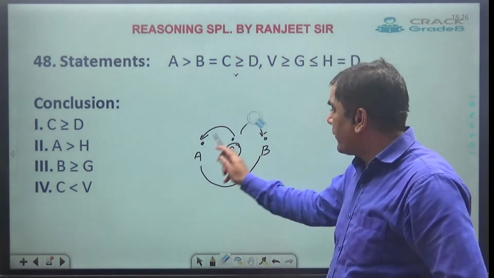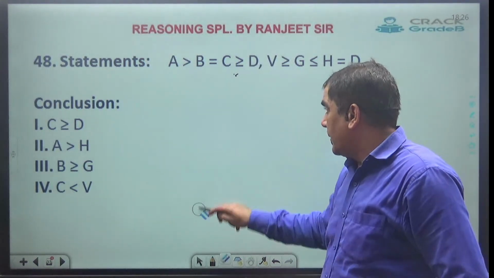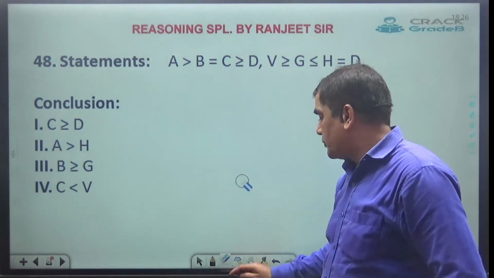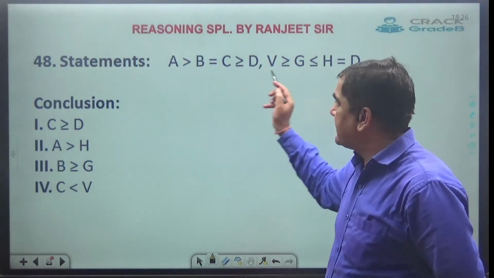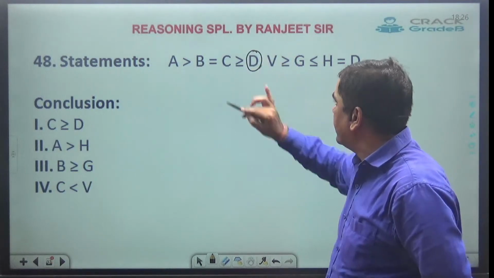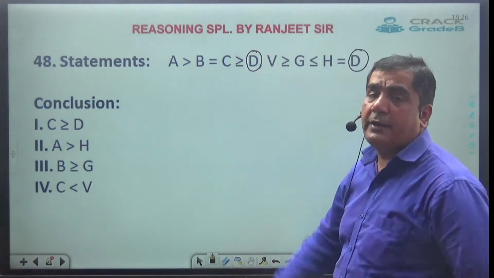So here in this one, what can I see? Now please understand when to combine and when you should not combine. Now here the first and second, what is common? Here the common is D. In first and second, the common is D.